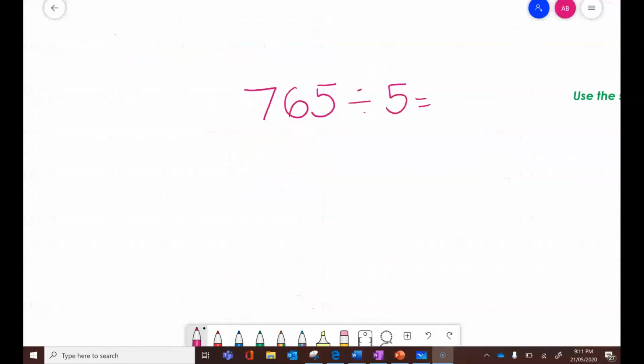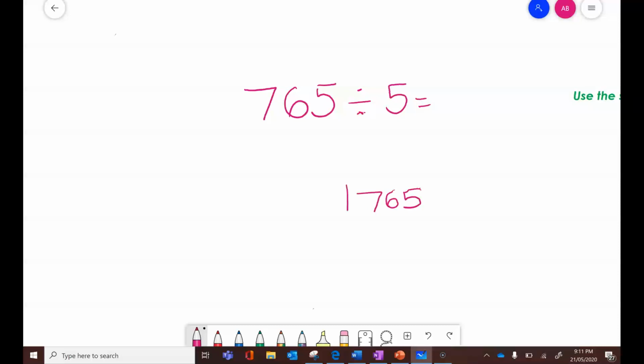Okay, let's go big on our number. 765 divided by 5. This is the biggest division that we have ever done so far. So let's make it really, really good. So 765 is my divisor.